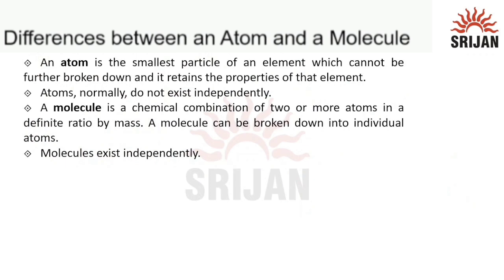Now comes the difference between atom and molecule. An atom is the smallest particle of an element which cannot be further broken down, and it retains the properties of that element. Atoms normally do not exist independently. However, molecules can exist independently, and molecules are the chemical combination of two or more atoms in a definite ratio. Why is this a definite ratio? Because of the law of constant proportion.